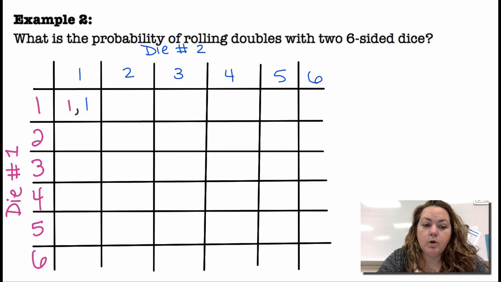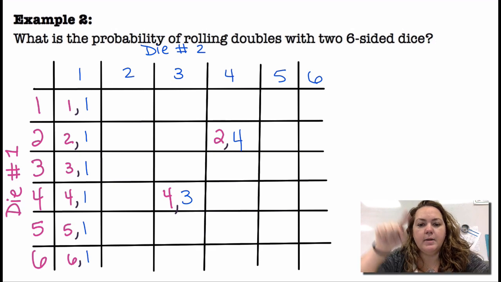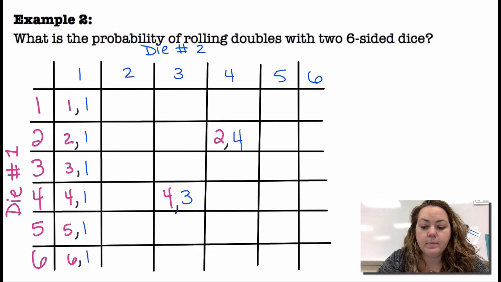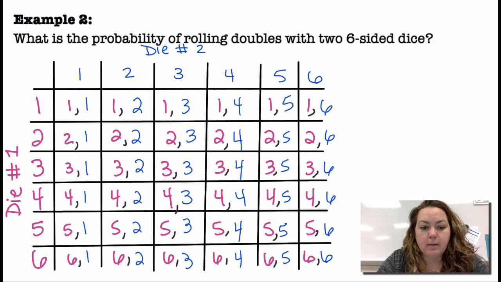I could roll a 1 and a 1, a 2 and a 1, a 3 and a 1, a 4 and a 1, a 5 and a 1, a 6 and a 1. You're just going to go through this table. Some other examples: I could roll a 2 on die 1 and a 4 on die 2, or a 4 on die 1 and a 3 on die 2. This is how these come together to make these little outcomes. Here are all my doubles: a 2 and a 2, a 3 and a 3, a 4 and a 4, a 5 and a 5, a 6 and a 6. Then I could fill in the rest of my possible outcomes.